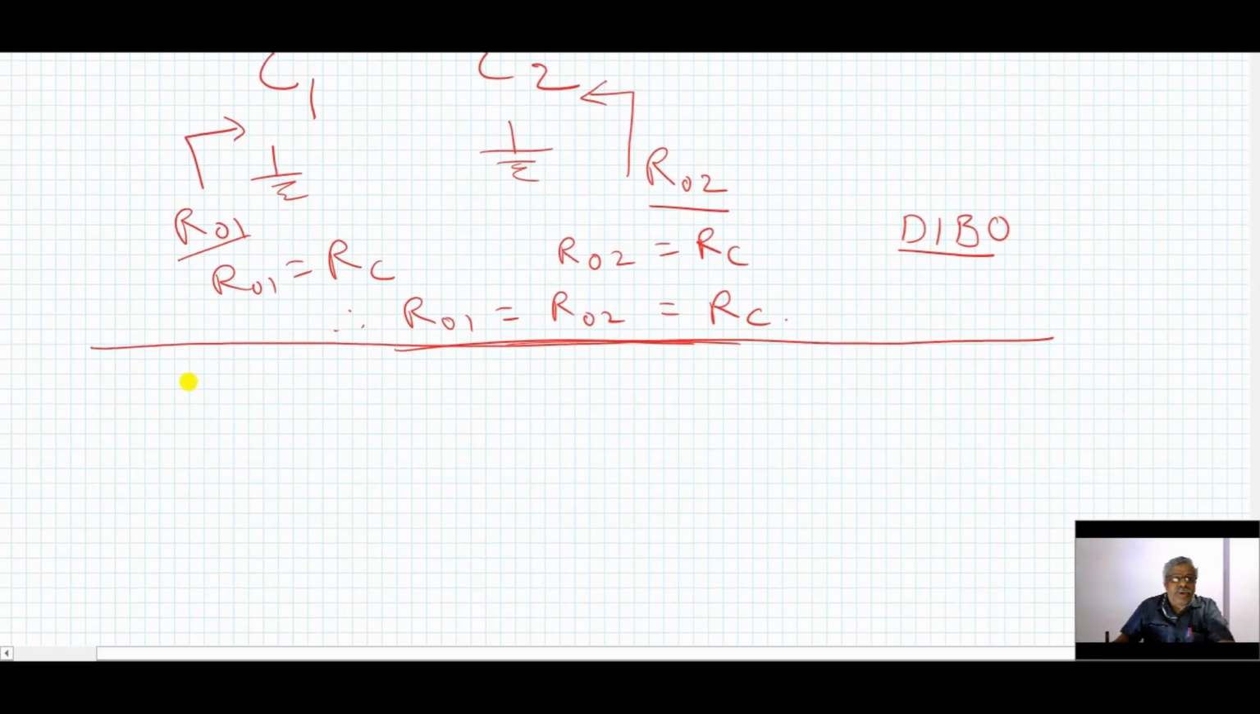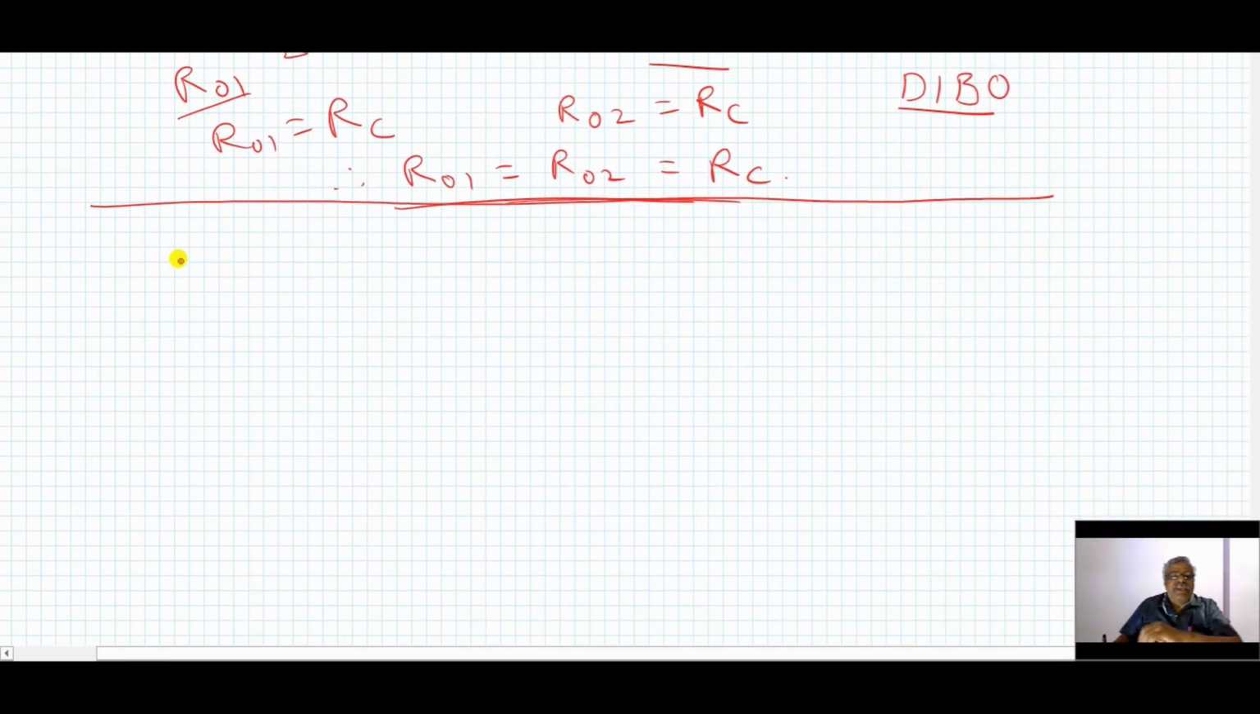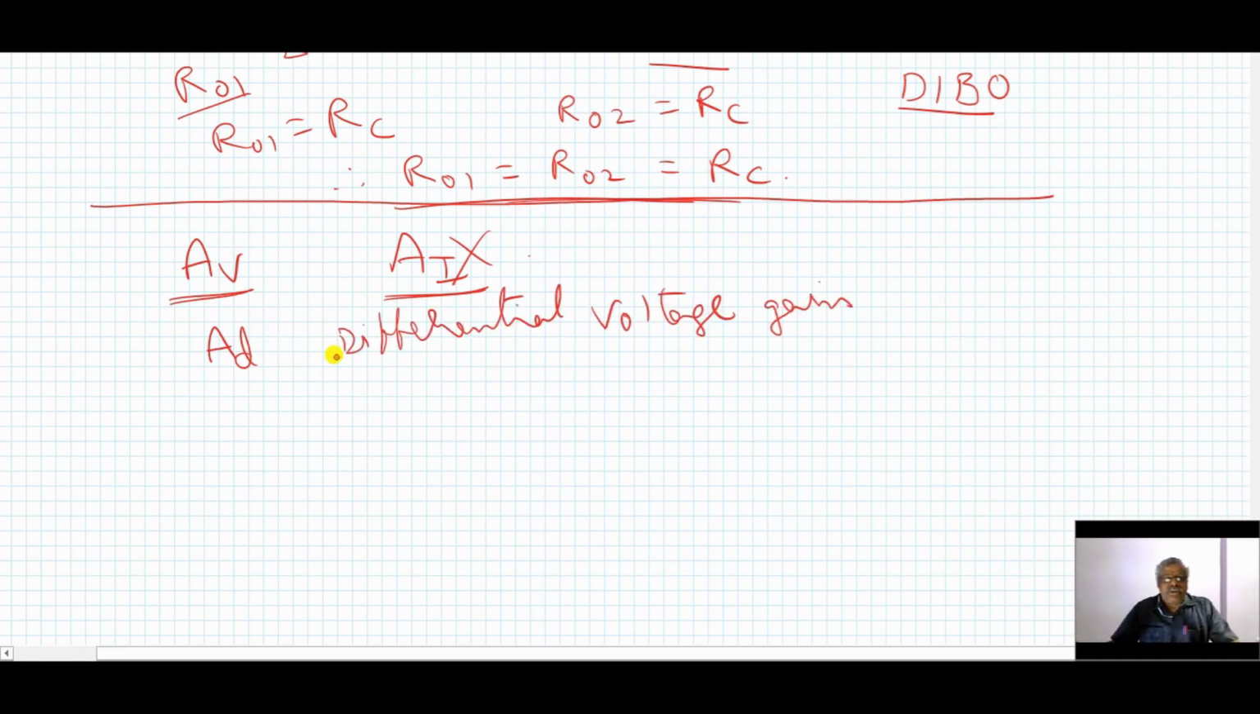Remember one important point. Yes, I am repeating this. By using these differential amplifiers, we can obtain voltage gain only. Current gain is not defined for differential amplifiers. Only voltage gain is defined. Here in the above analysis, we calculated the differential voltage gain only.